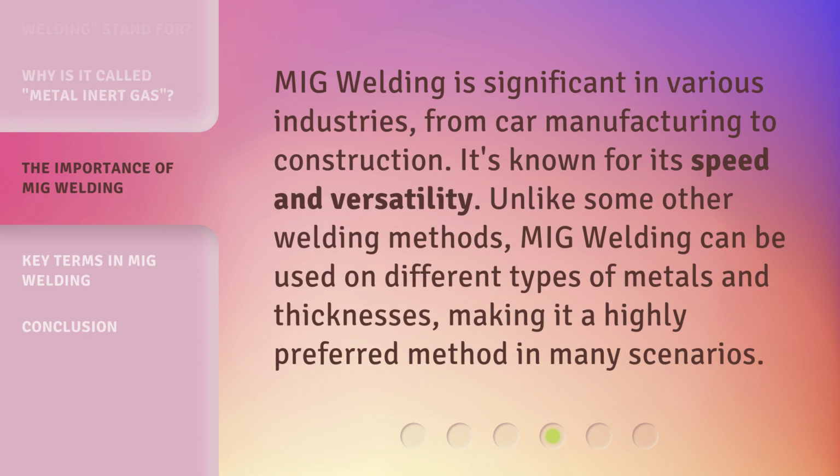MIG welding is significant in various industries, from car manufacturing to construction. It's known for its speed and versatility. Unlike some other welding methods, MIG welding can be used on different types of metals and thicknesses, making it a highly preferred method in many scenarios.